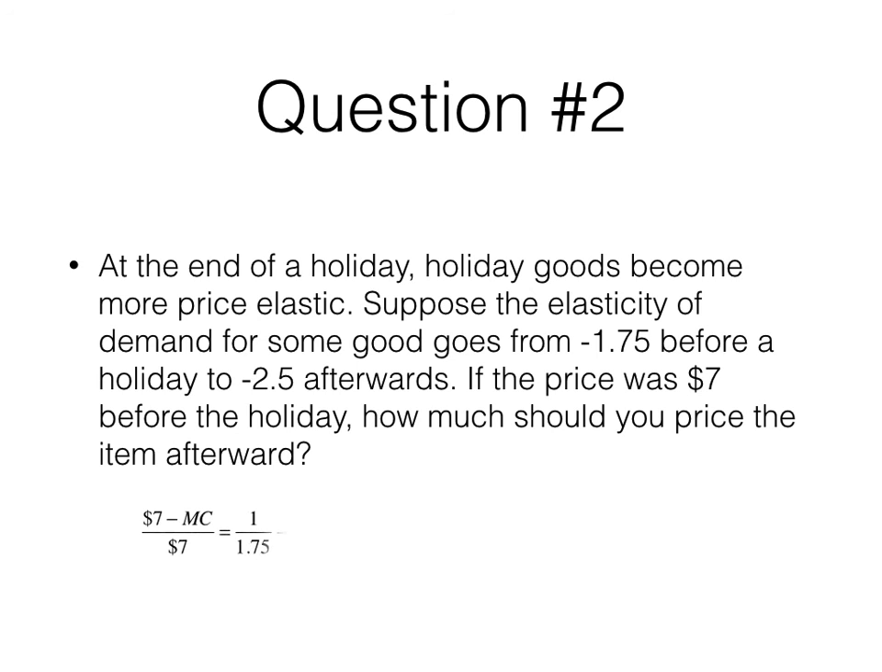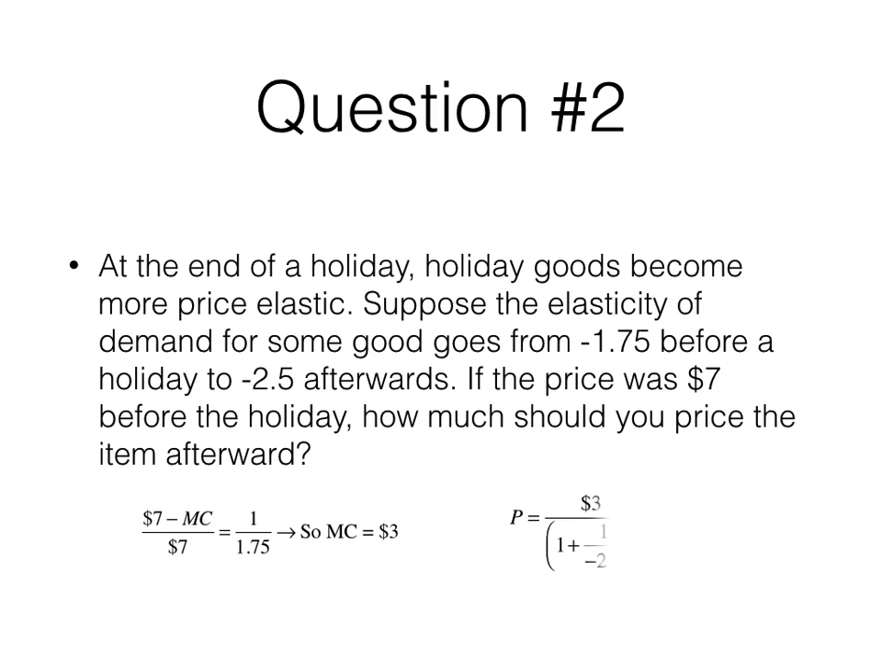All right, first thing you needed to do was find the marginal cost, because the marginal cost was not given. But you were given elasticity and you were given the price. So if you take the markup over marginal cost formula, $7 minus marginal cost divided by 7 is equal to 1 over minus minus 1.75. Remember, it's a negative times a negative, so it's positive. And the marginal cost is $3.